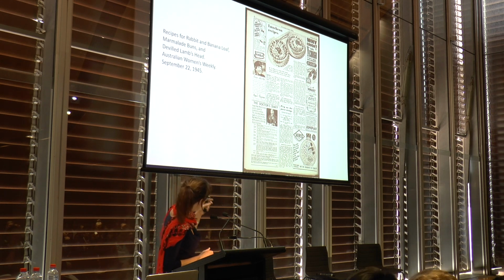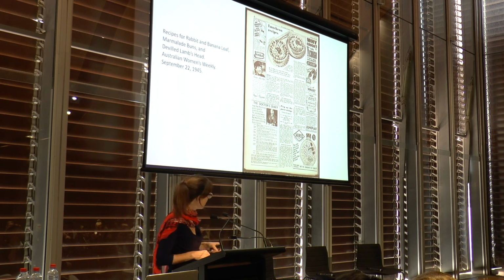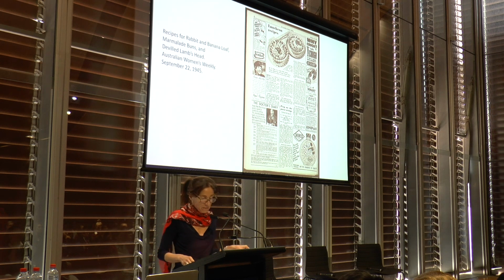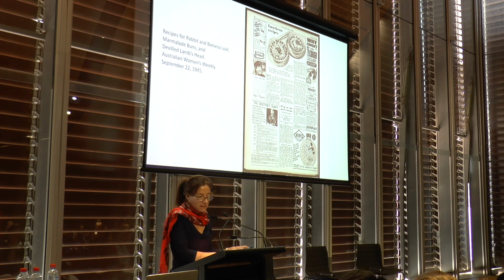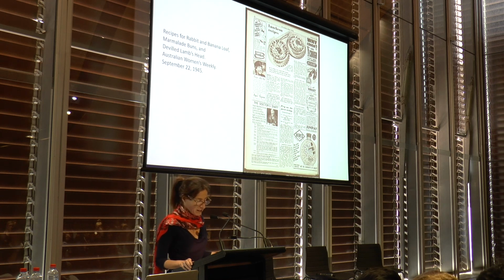I think this is really good. It's a recipe for rabbit and banana loaf. And devilled lamb's head. In fact, for thousands of immigrants arriving in Australia in this period, their early encounters with food was a fundamental moment in their settlement experience.